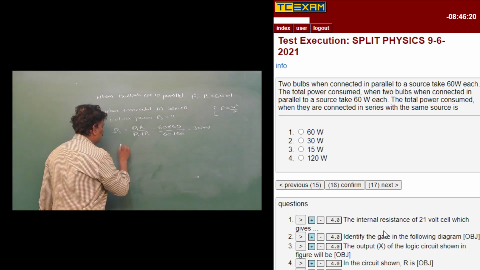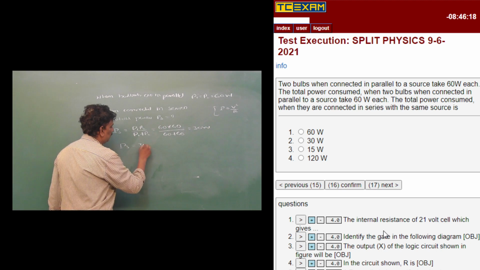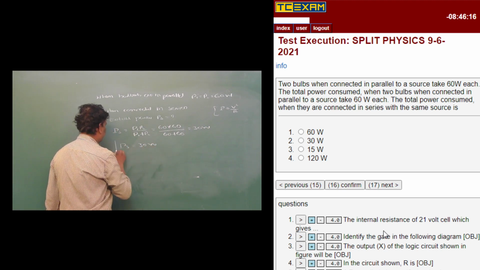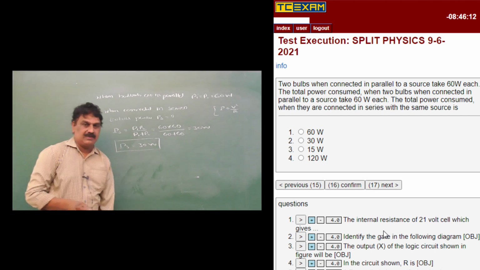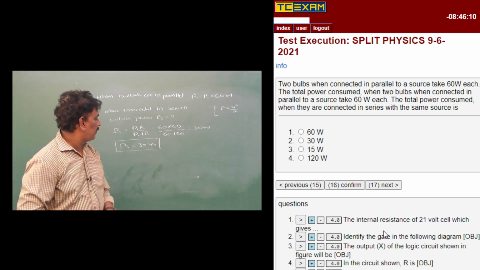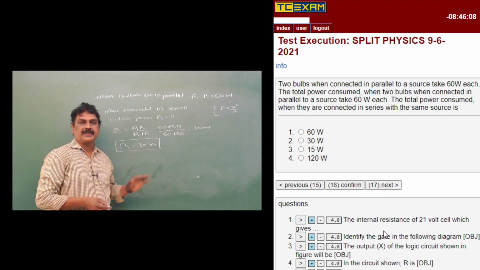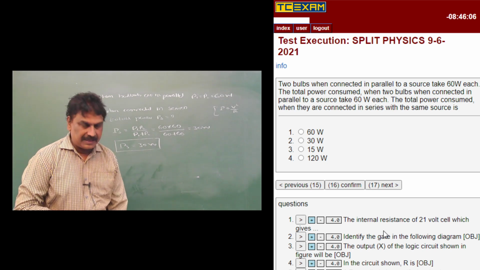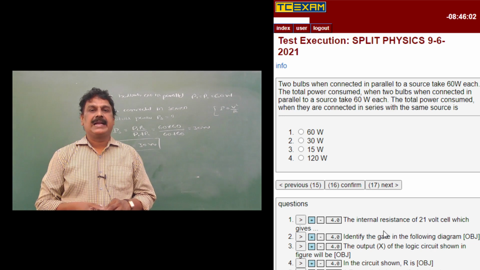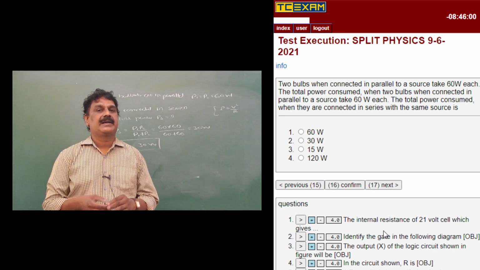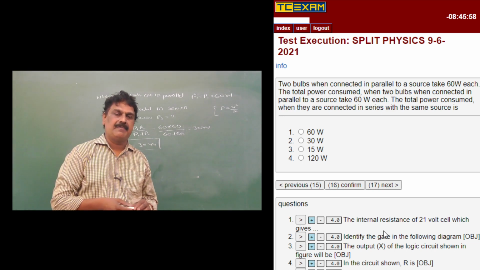So, the total power in series is equal to 30 watt. Is it clear? Therefore, in household connections, the bulbs and electrical appliances are not connected in series, they are connected in parallel.